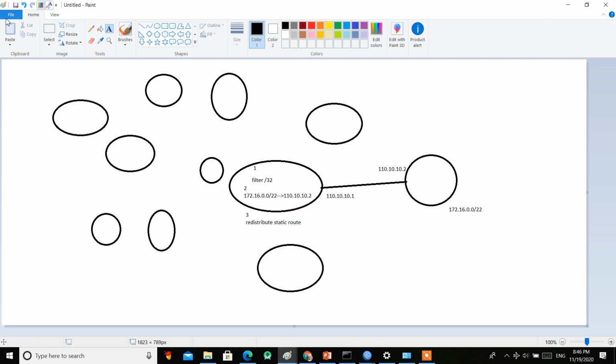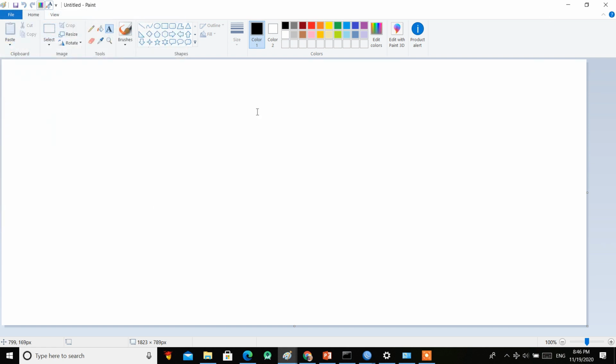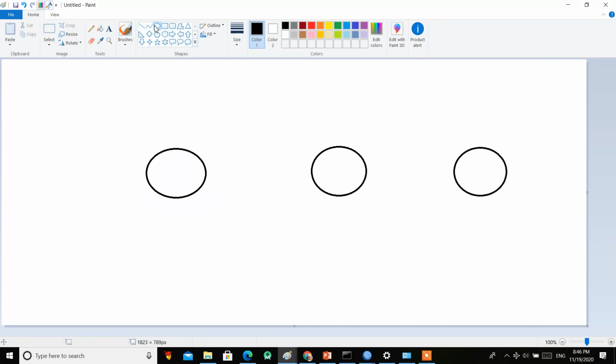Our final concept. Listen to me, please. Okay, imagine if there are, for example, three or more routers. As I talked about before, we can write a route to a network only if the routers are connected together directly.